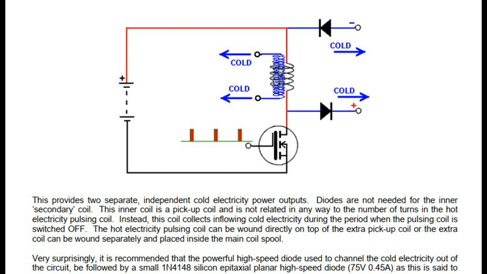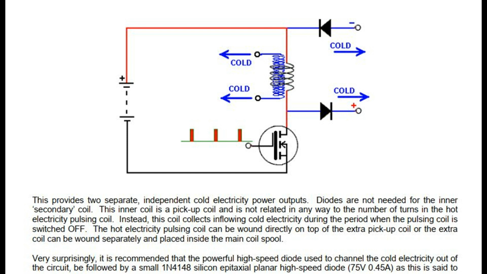Diodes are not needed for the inner secondary coil. This inner coil is a pickup coil and is not related in any way to the number of turns in the hot electricity pulsing coil. Instead, this coil collects inflowing cold electricity during the period when the pulsing coil is switched off. The hot electricity pulsing coil can be wound directly on top of the extra pickup coil, or the extra coil can be wound separately and placed inside the main coil spool.